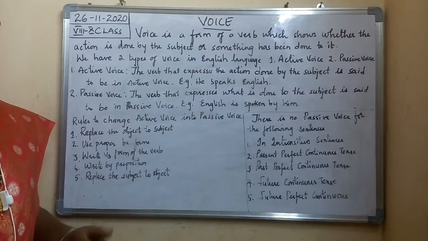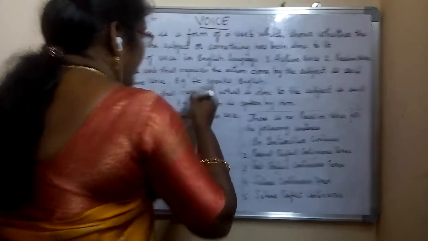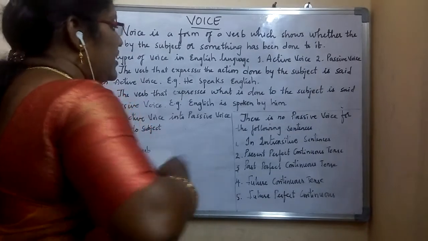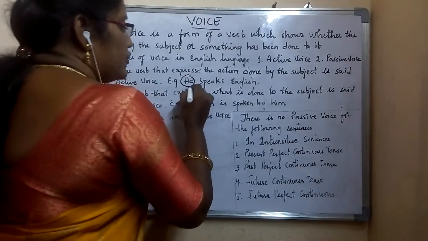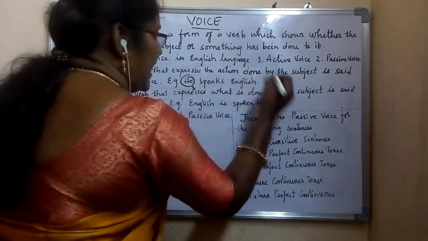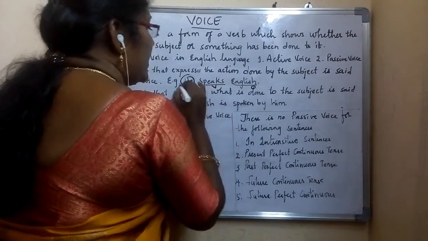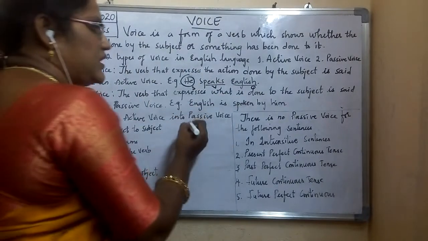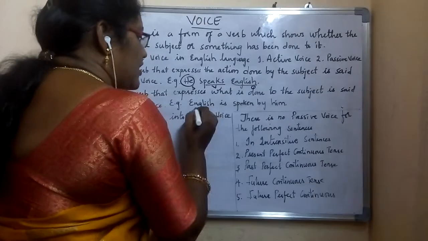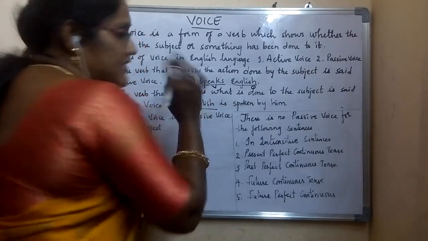So now see here the difference. He is subject, right? He is subject, speaks is verb. So now this subject goes last. Object comes first. This is object. And this is verb. Subject, verb, object. Now when it is changing into passive voice, you see here. What is the object? English. So object must come first. English. So he is singular, right?